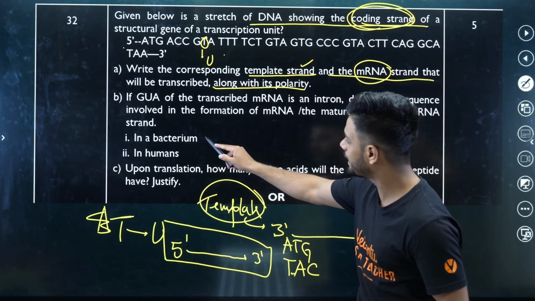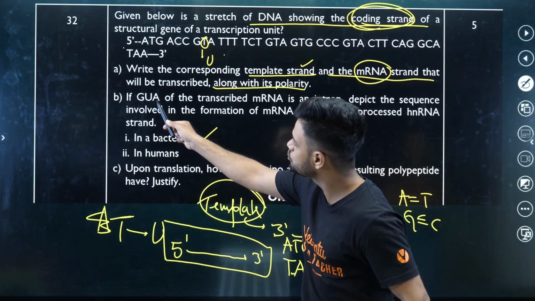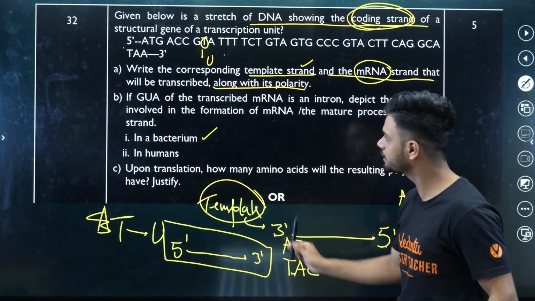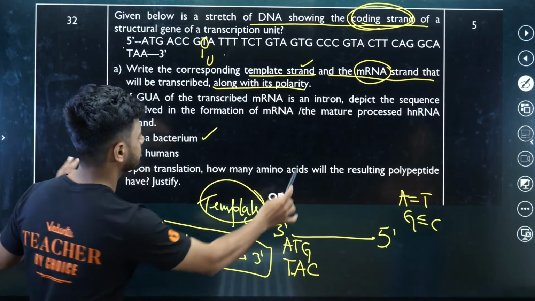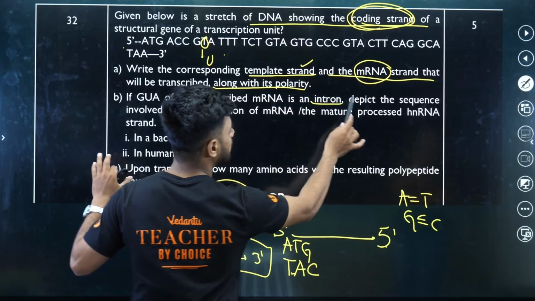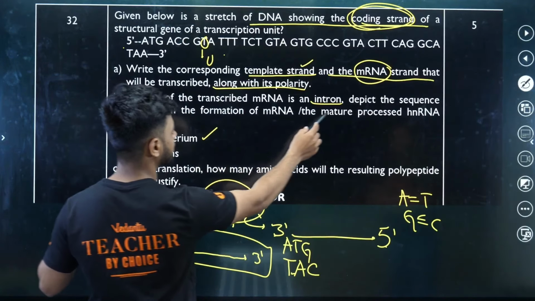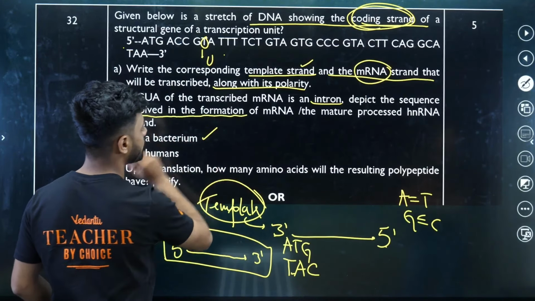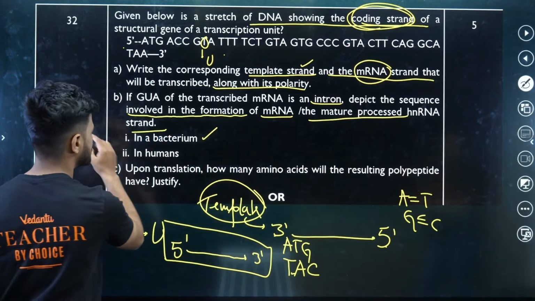Now, what about in the bacterium? Let's see in the bacterium. Now, they have given you GUA of transcribed mRNA. Once we have the mRNA, in the transcribed mRNA, GUA is an intron. Depict the sequence involved in the formation of mRNA, the mature processed hnRNA strand.